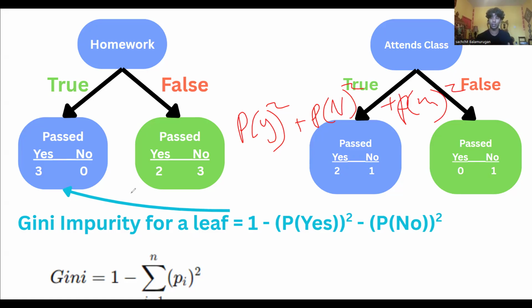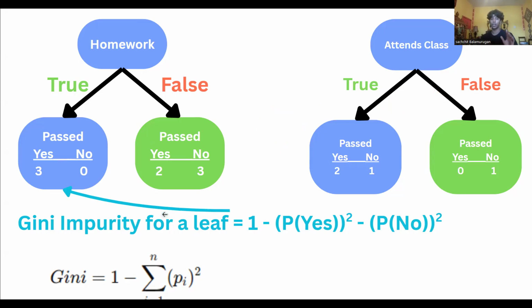That's all a summation is. It's nothing too complex, but that's all it is. Okay. So we then do a Gini impurity for this leaf, the left leaf, the true leaf for homework. Okay. And we get our answer.